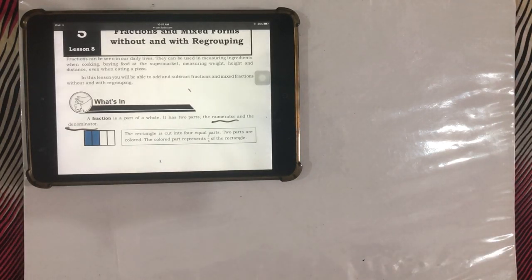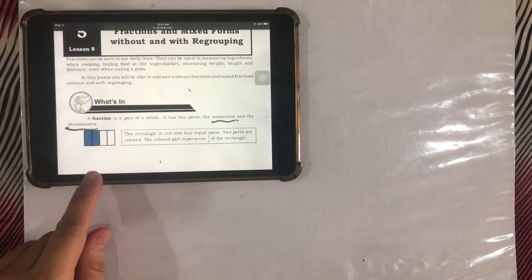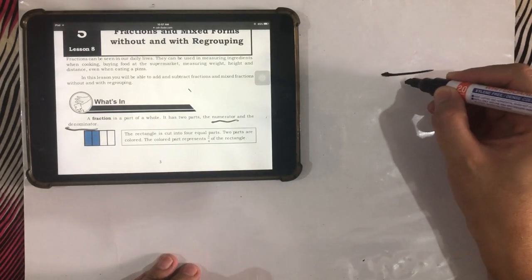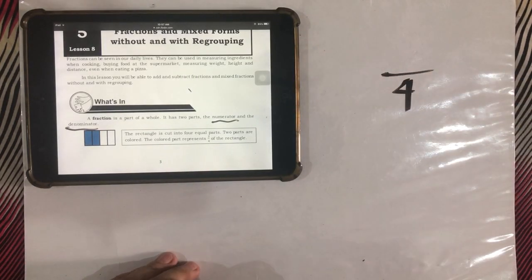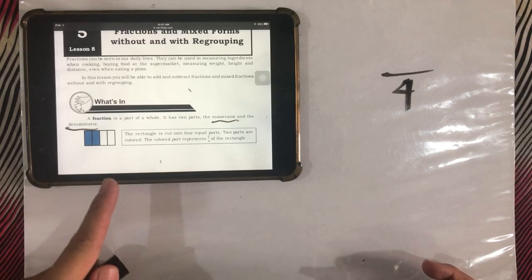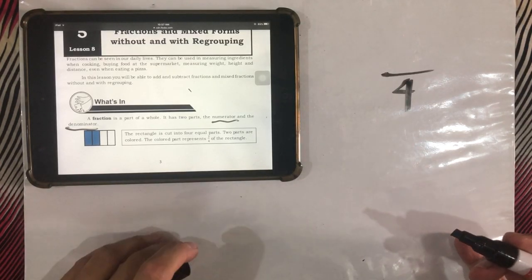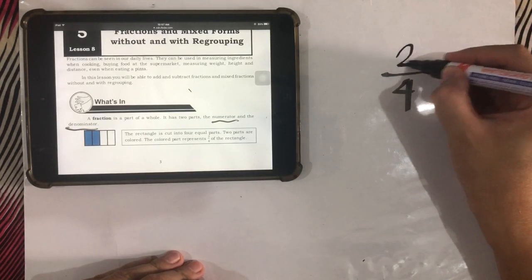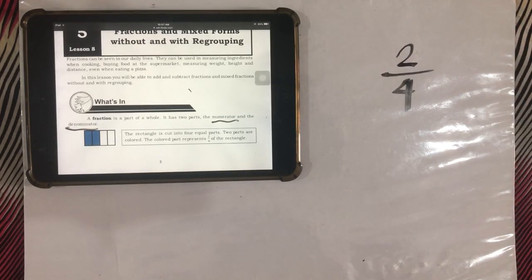So, as an example, nagbigay dyan ng isang figure which is a rectangle. So, ang ginawa, hinati sa apat. Okay? Kung ilang beses hinati ang isang buo, that will be called the denominator. Okay? So, 1, 2, 3, 4 na hati. That will be the number below. And then, yung shaded parts, that will be the number on top. Okay? So, the fraction we have here is 2/4.